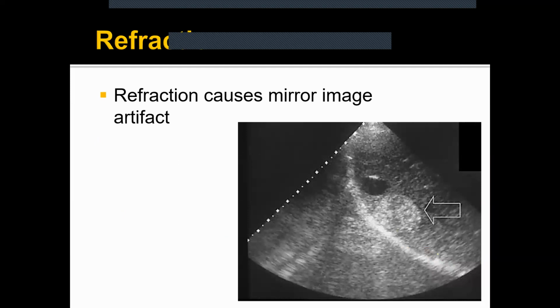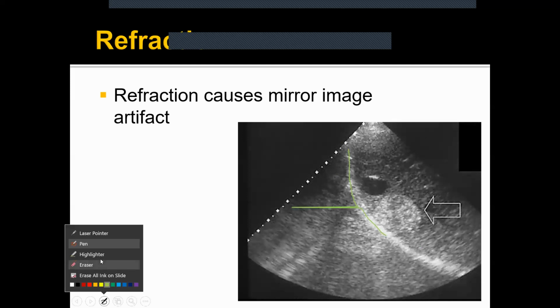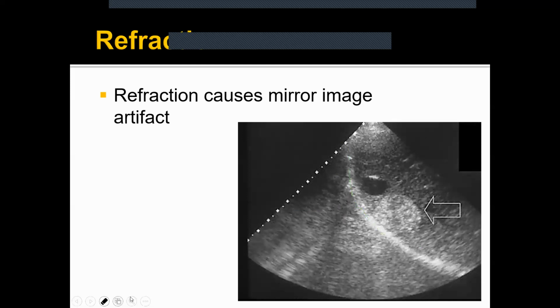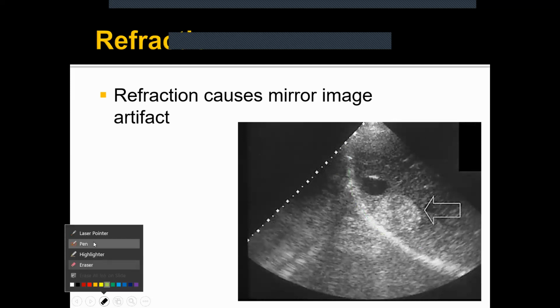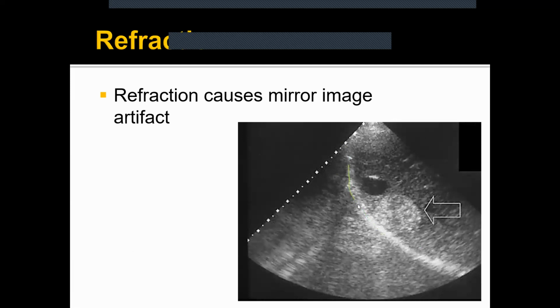Now, in this case here, you'll notice that there's a bending of the sound wave. So here we have the sound wave getting bent, and you can see that from this bright line over here. And because of that, it's causing a reflection within the patient's body, and that's causing a mirror image structure to occur.